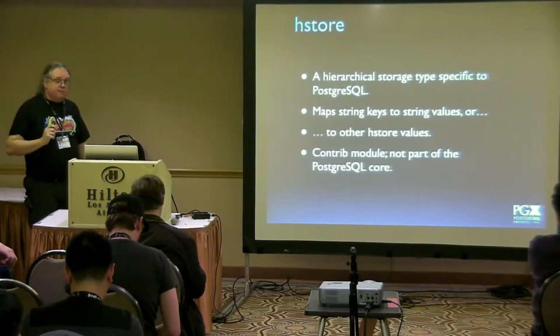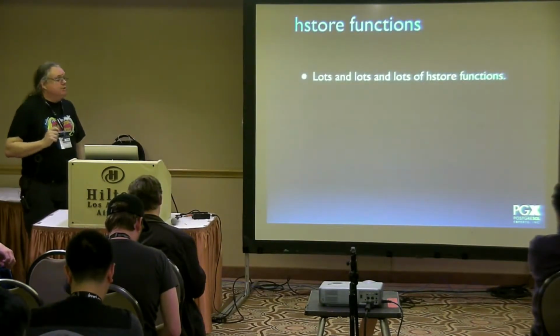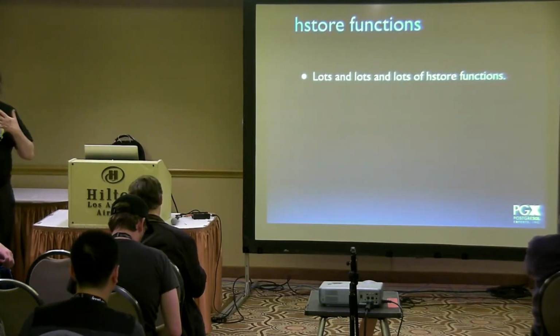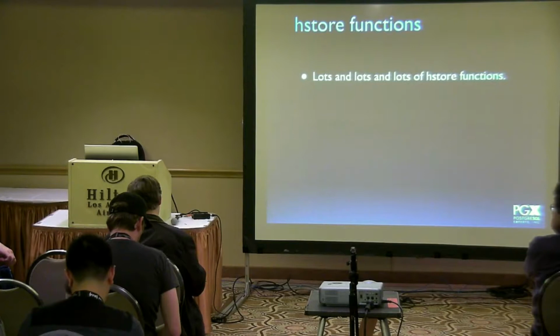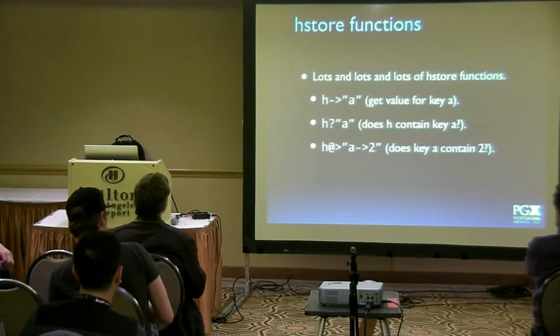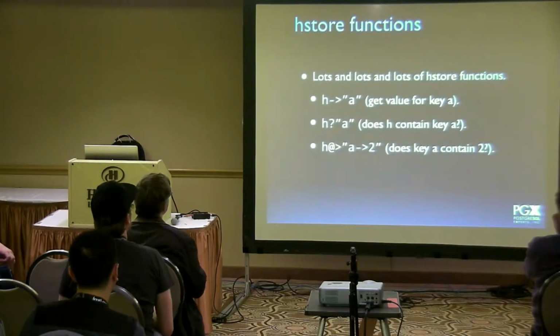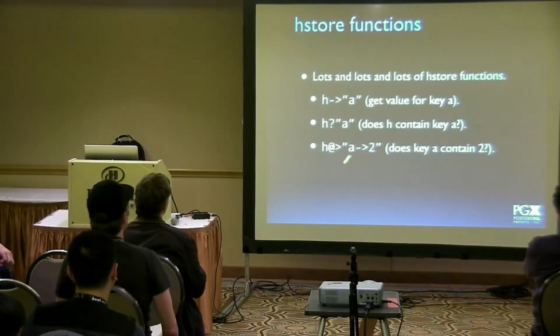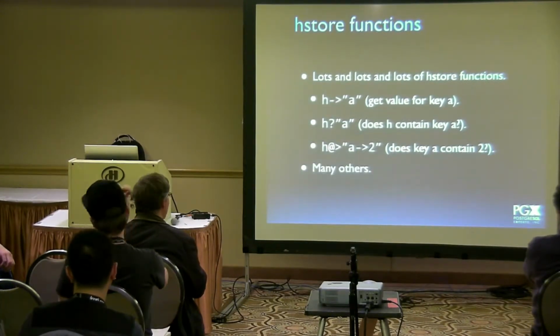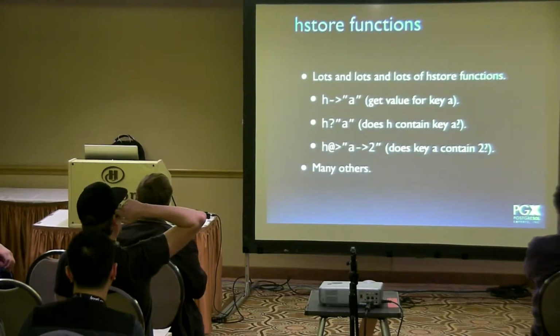It's a contrib module. It's not part of the core. There are lots and lots of cool hstore functions for doing all the usual stuff, like does this key have this value? Is this in here? Adding and subtracting keys from the hash, things like that. Using Postgres' ability to define its own operators, so you can write code that looks like line noise, and all sorts of stuff. There's a lot of functionality in hstore, very well documented too.